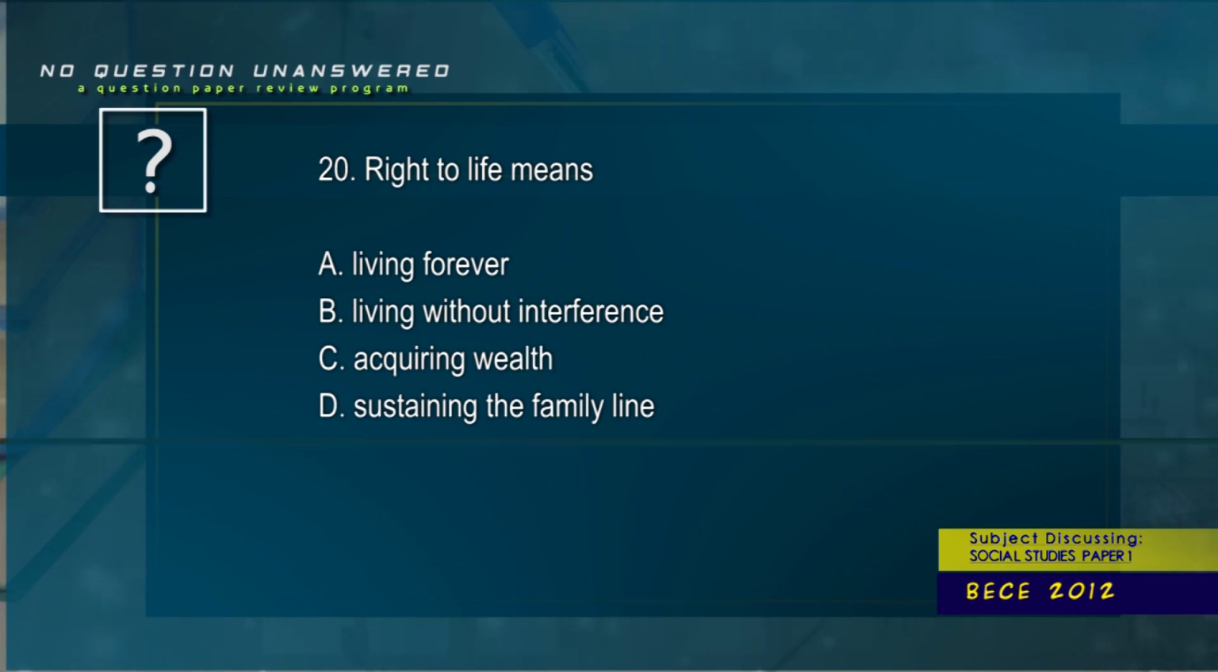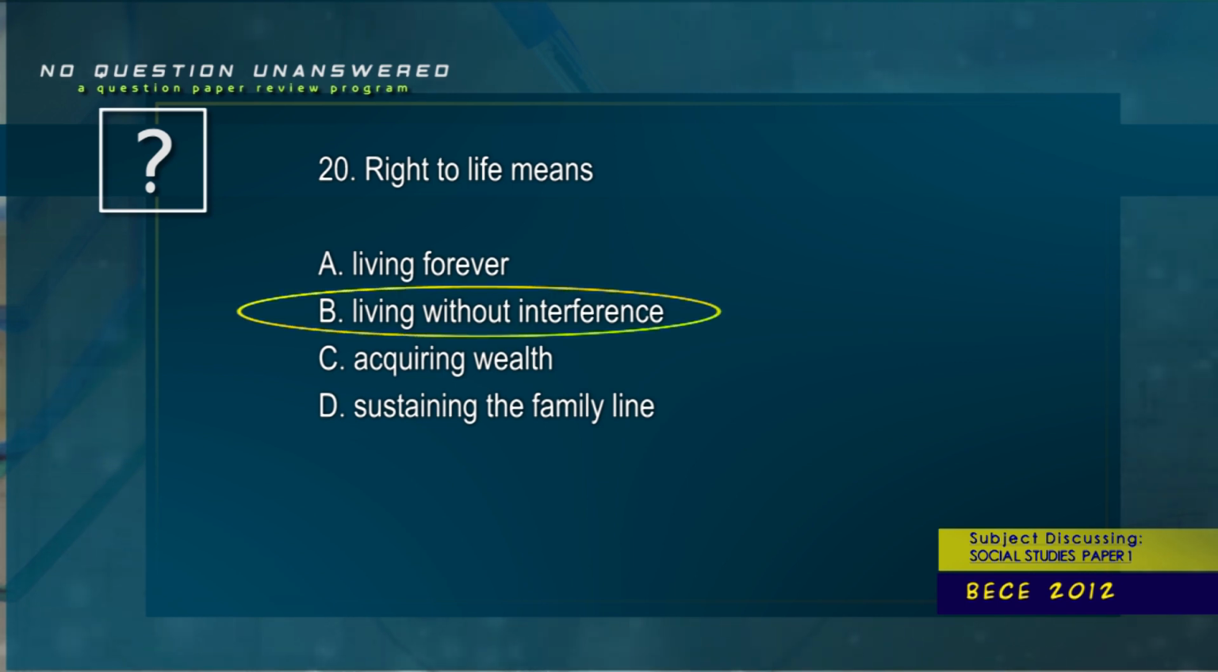20. Right to life means right to life. We have rights, freedoms, obligations. Right to life means A. Living forever. B. Living without interference. C. Acquiring wealth. D. Sustaining the family line. Viewers, the correct answer is B.